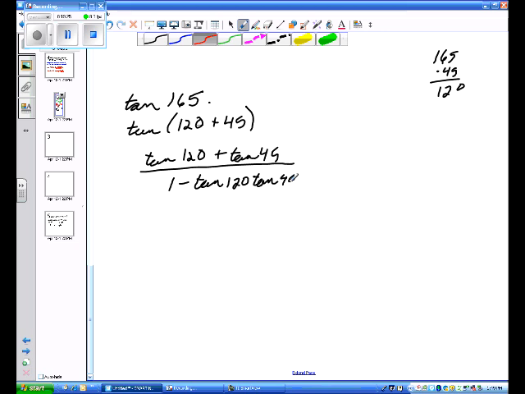Well, for tangent, remember here our reference angle is 60. When you've got to rotate it around 120 degrees, your reference angle is 60. The tangent of 60 is square root of 3.